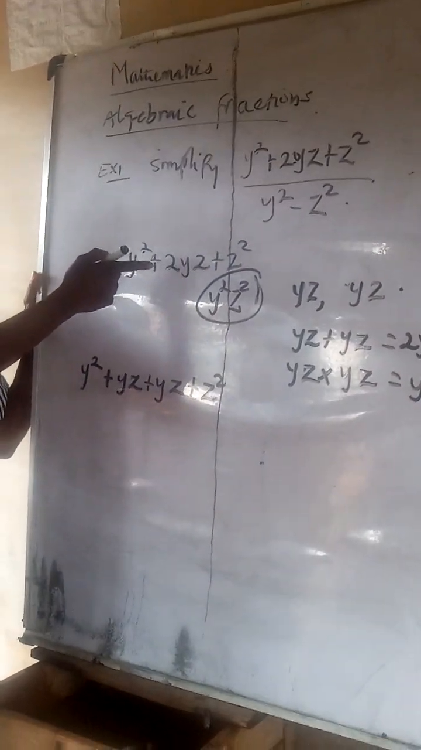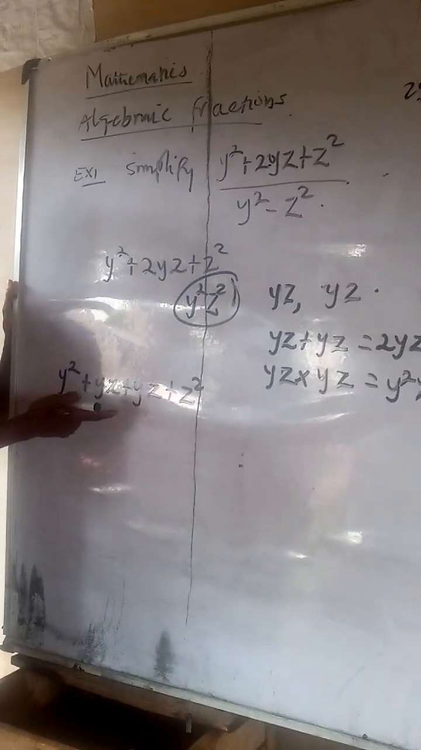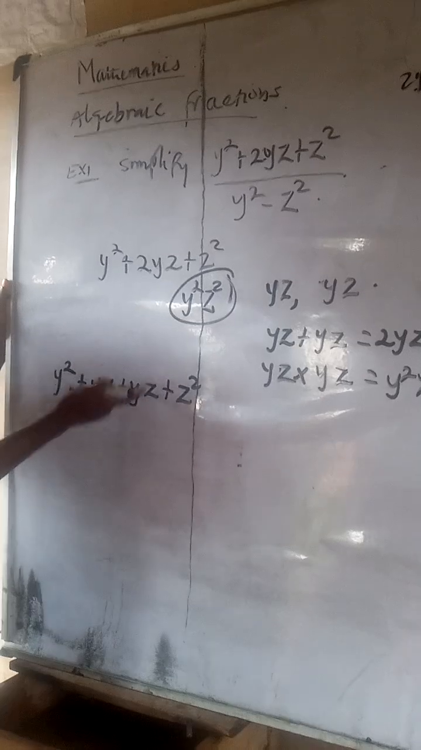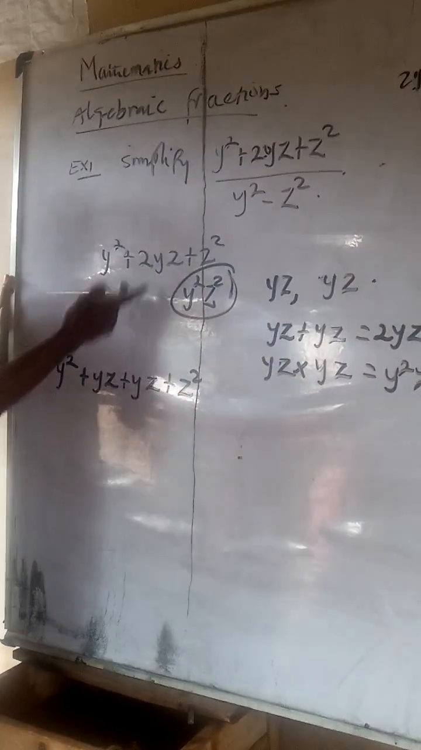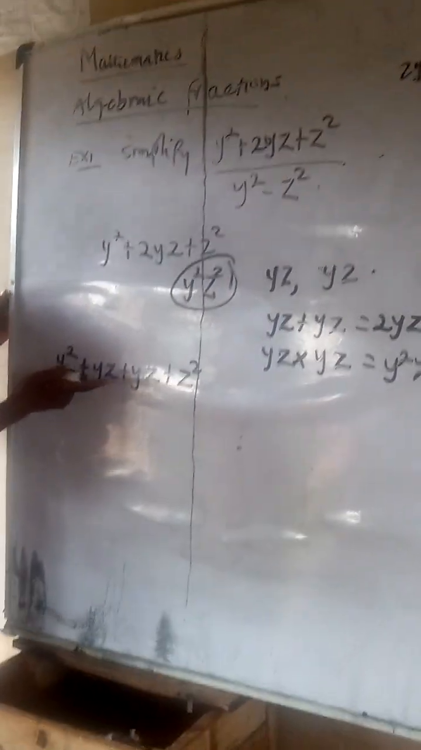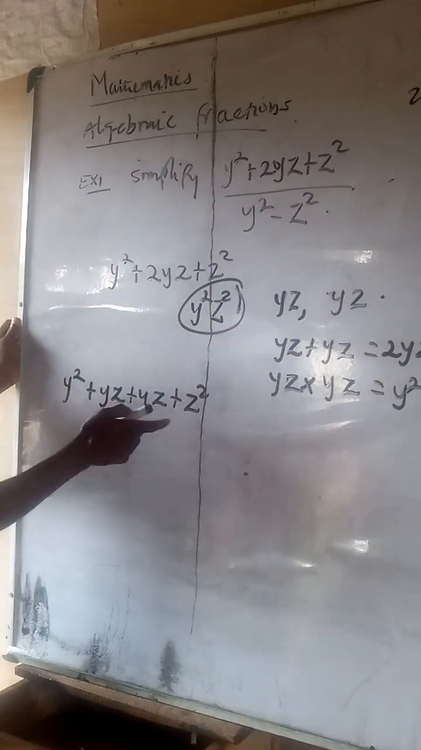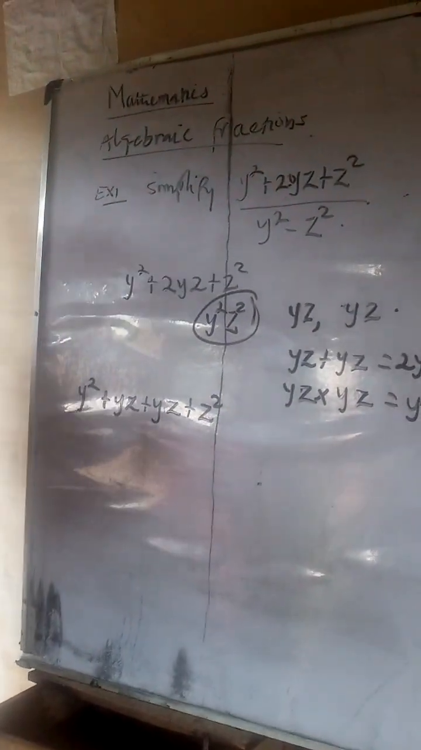This is the same with this. Remember, if you add this and this, we will still have this. If you look at this equation very well, you discover that nothing has changed. If you add yz plus yz, it will give us this, and when we multiply, we will still have this.